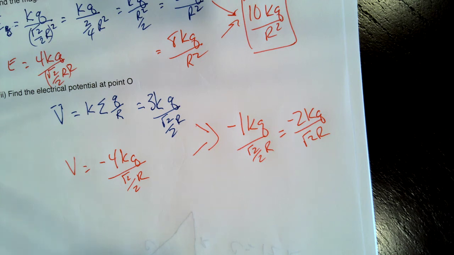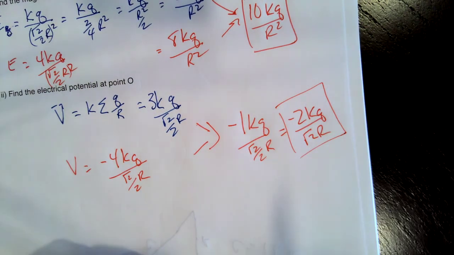I don't know. You could leave it like that. Math teacher might freak out and say you got to get the radical out of the denominator, but I don't think they do that anymore. So whether you do or not, I'd be happy with that as your answer.